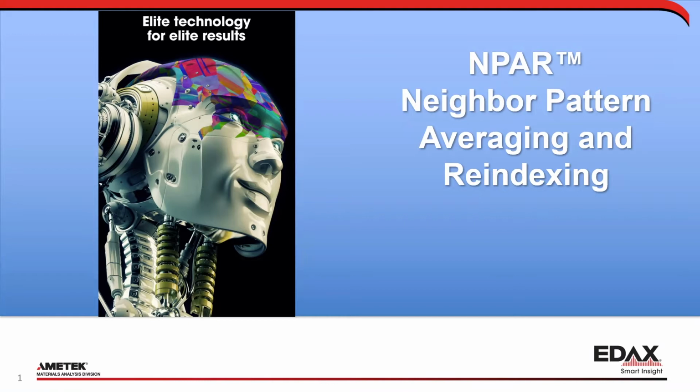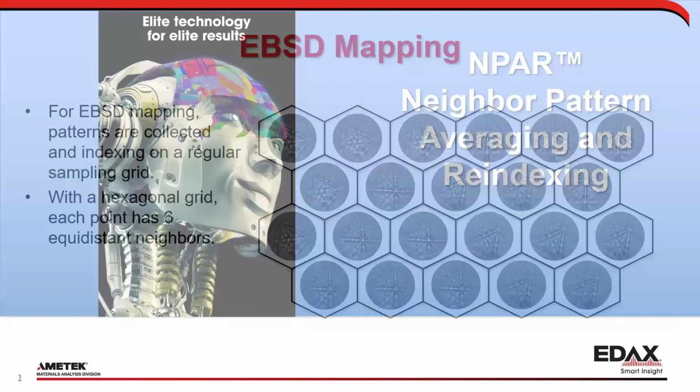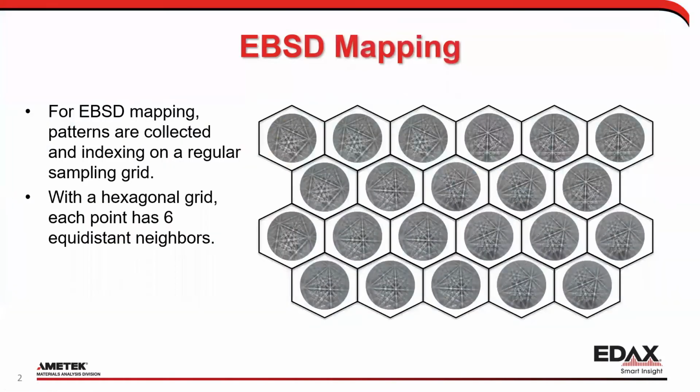So NPAR is a patented algorithm that we developed. It's called neighbor pattern averaging and reindexing. The concept honestly is not all that difficult. We take something like this. This is our grid. In this case, we're using a hex grid. It also works on a square grid.